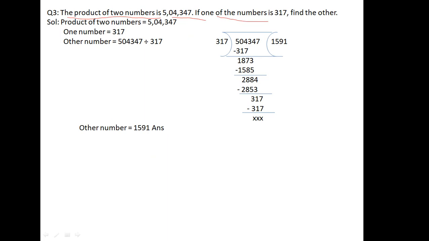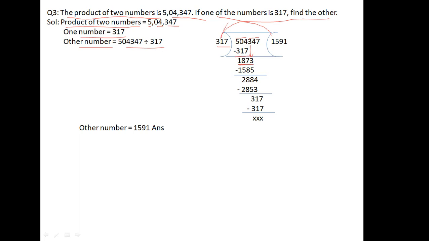5,04,347. If one of the numbers is 317, find the other. So the solution: the product of two numbers is 5,04,347, and one of the numbers is 317. So to find the other number we have to divide. We write 317 at the place of divisor and 5,04,347 at the place of dividend. Now 317 multiplied by 1 will come 317, and when we subtract it will come 187 as a remainder. Now this 3 will come downside. Now the number will be 1873.